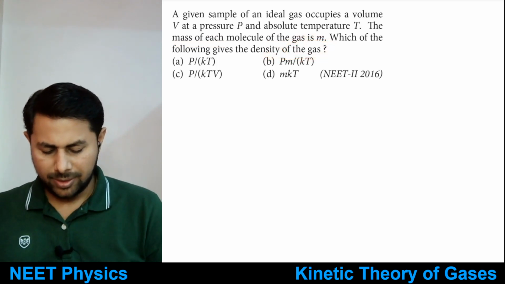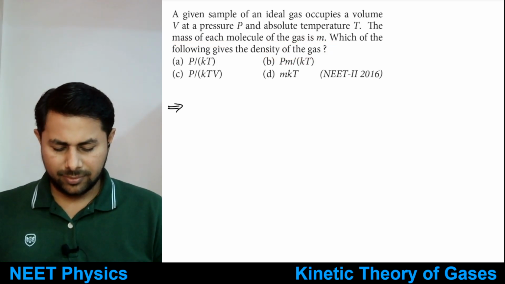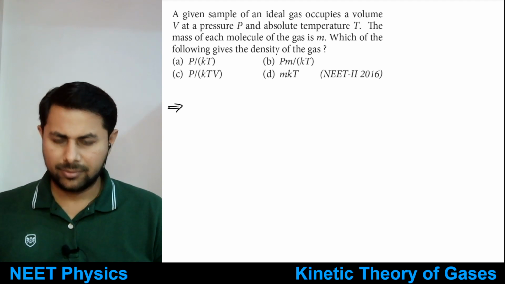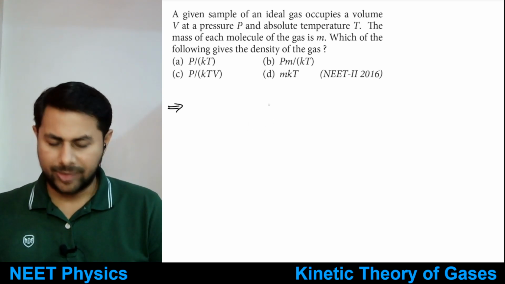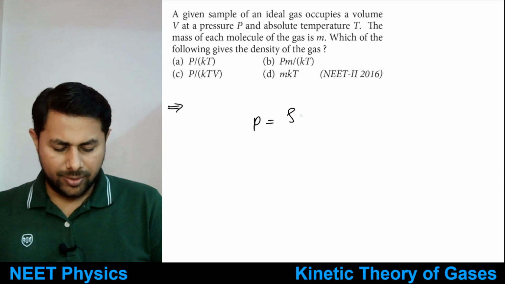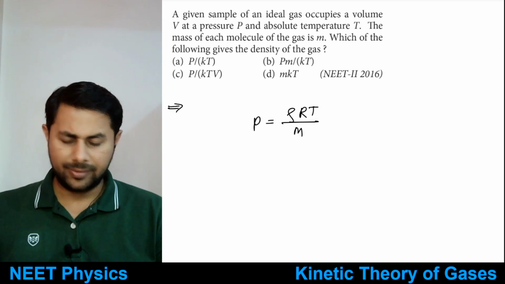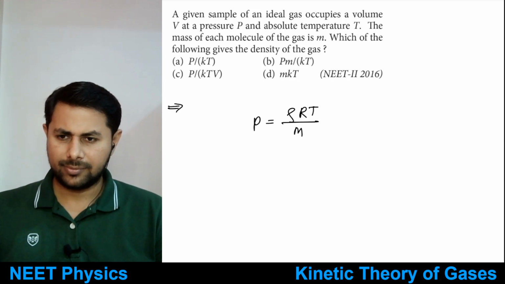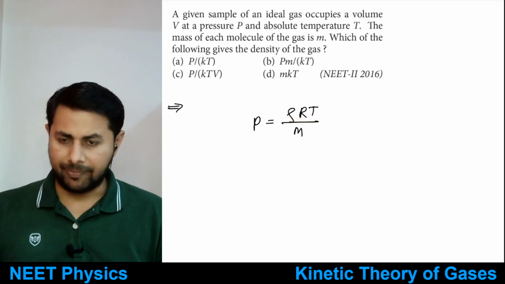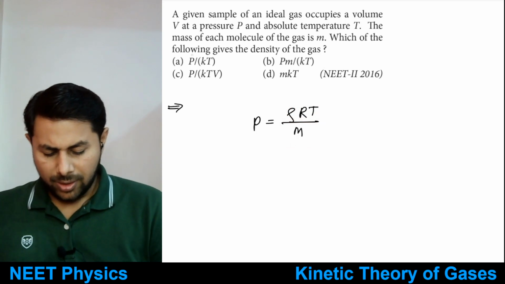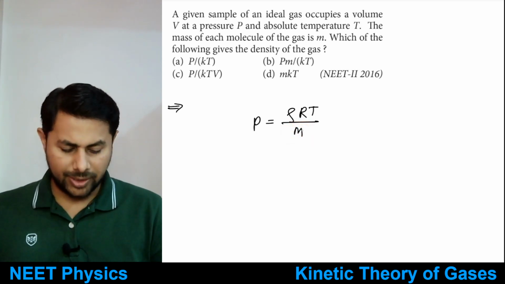Okay, tell me. So we have just seen this formula. Pressure in terms of density, P is equal to what? Rho RT by M, right? Remember this formula: pressure is equal to rho RT divided by M. Now the mass of each molecule is small m. This is given, but this M is molar mass.